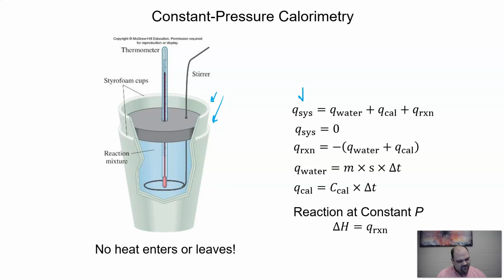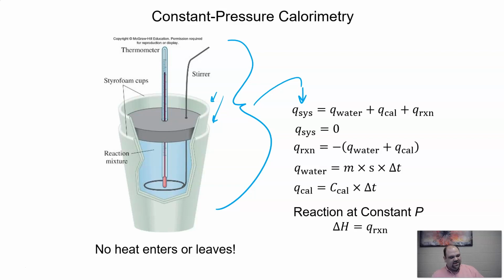And so, overall, the system is the whole thing. The system is the whole calorimeter, plus the water, plus the reaction, everything. So this whole image is our system. Right? It's made up of 3 components: the water, the calorimeter, and the reaction. Remember, Q is our symbol for heat. And so the heat that's exchanged in the system is equal to the heat of the water plus the heat of the calorimeter plus the heat of the reaction.